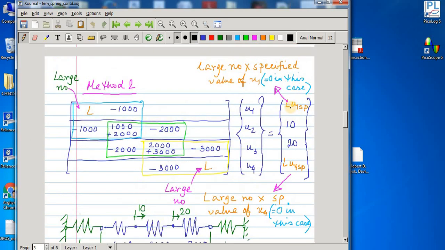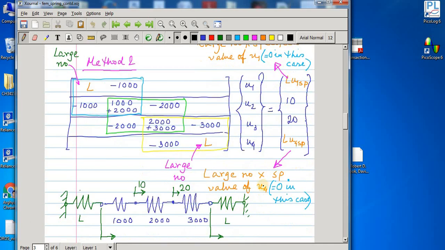And in the right hand side, since the displacement at the first degree of freedom is specified, the force at the first degree of freedom will be that large number times the value of the specified displacement. The value of the specified displacement is 0 in this case. So here we put 0. And in the fourth degree of freedom, since U4 is specified, in the right hand side we put the large number times U4 specified, and in this case it is 0.